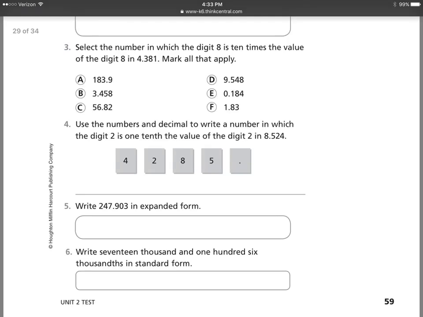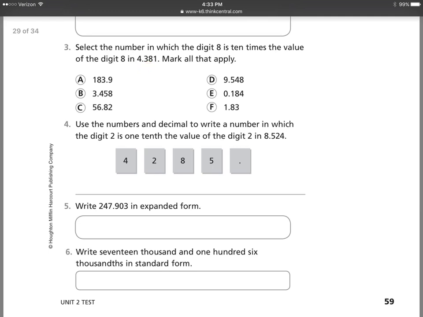Number 3 and 4 are both similar problems. You're asked to choose all of the answers, there could be more than one, that represent the digit 8 where it is 10 times the value in the number that's provided. So in this number, it's 4 and 381 thousandths. And which of these answers are showing the digit 8? All of them have the digit 8 in them. So which ones are showing the digit 8 where it's worth 10 times more than it is in this number?